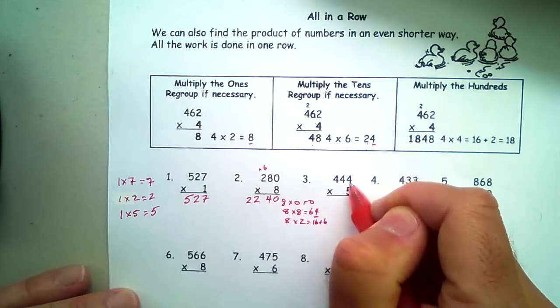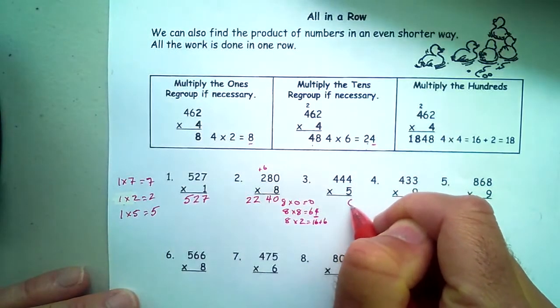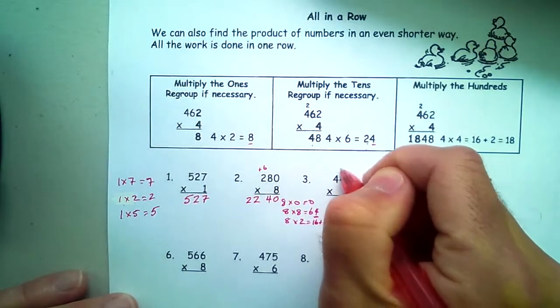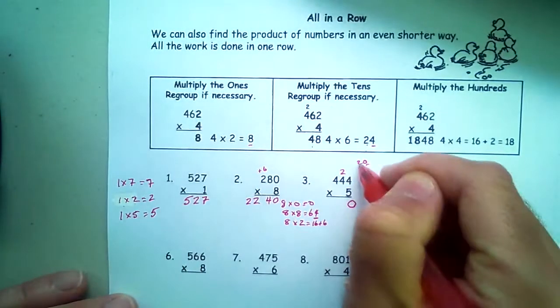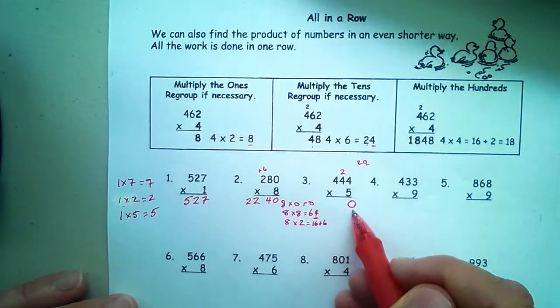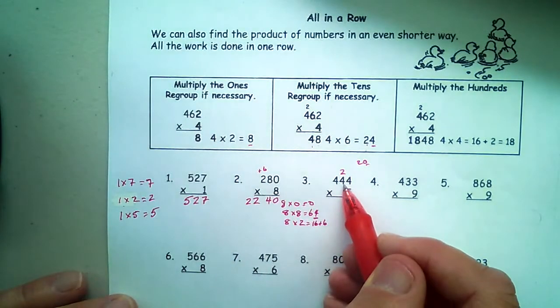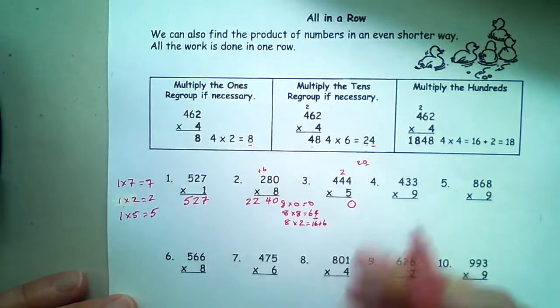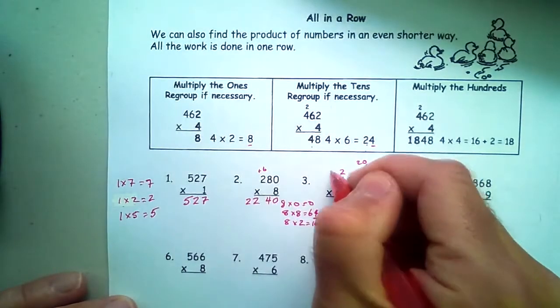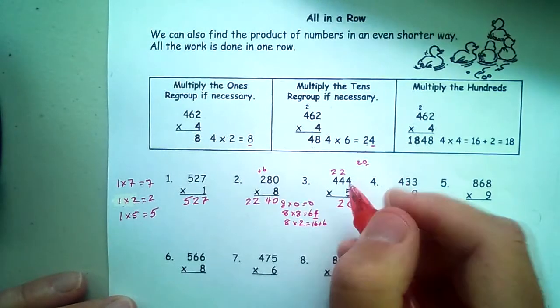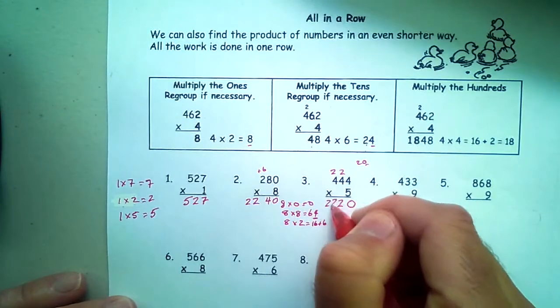So we have 5 times 4, which gives you your 20, right? That goes there, and the 2, because we know the 20, right? The 2 goes in the tens column, and the 0 is in the ones column. 5 times 4 would give you another 20, and then you get the 2, and you add that, so it'd be 22. And then 5 times 4 again would be 20 plus the 2, which gives you 22.